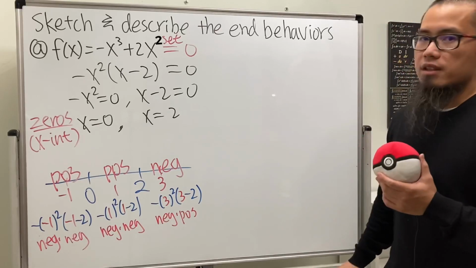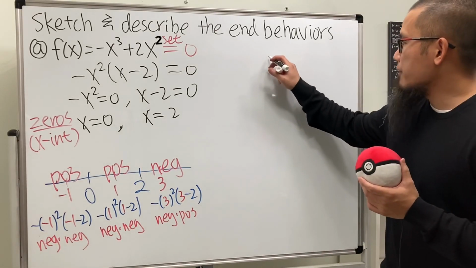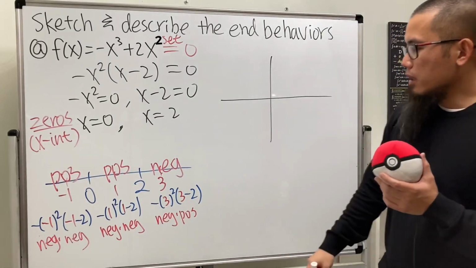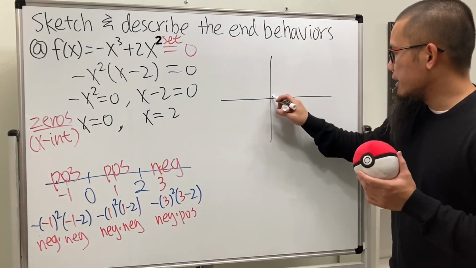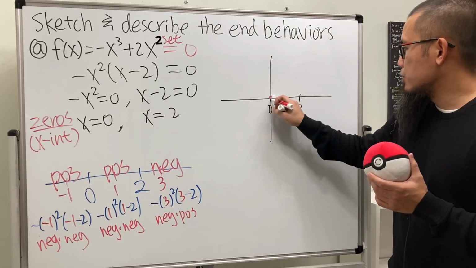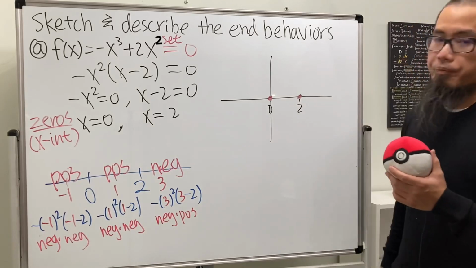So these are the ingredients that we need. And now let's take a look at the graph. So let me put that down right here. Okay, we have 0 and 2, and they are the x-intercepts. So I'm going to put it here and let's say here. And let me just do the graph in red, like so.